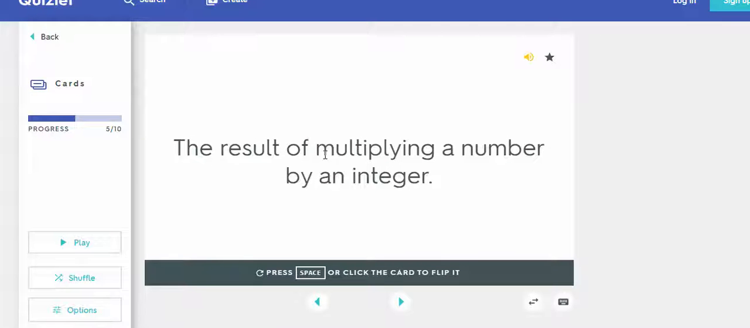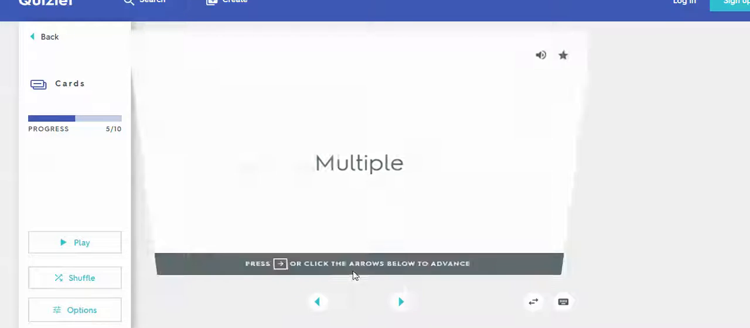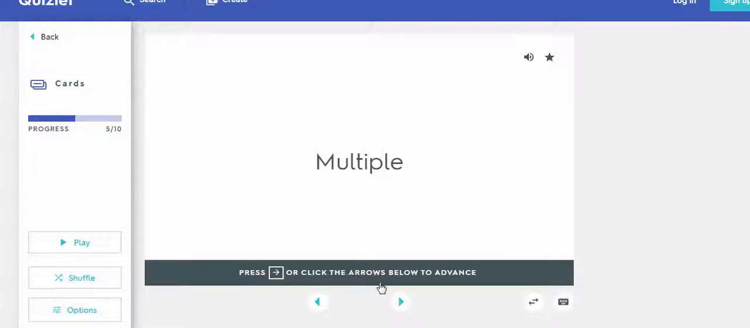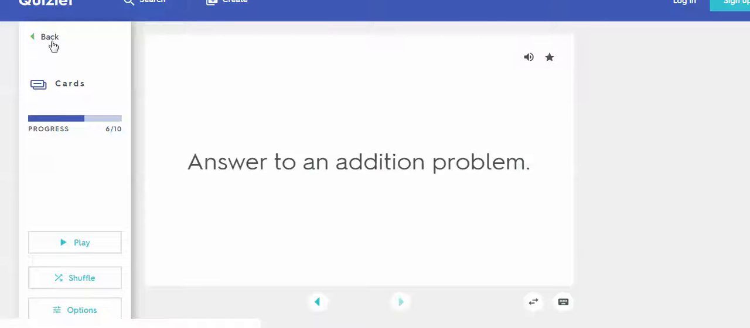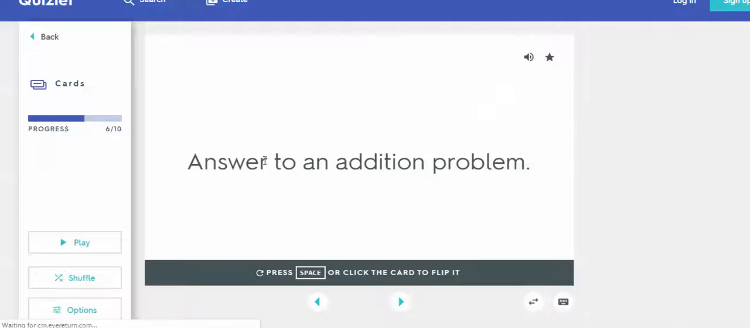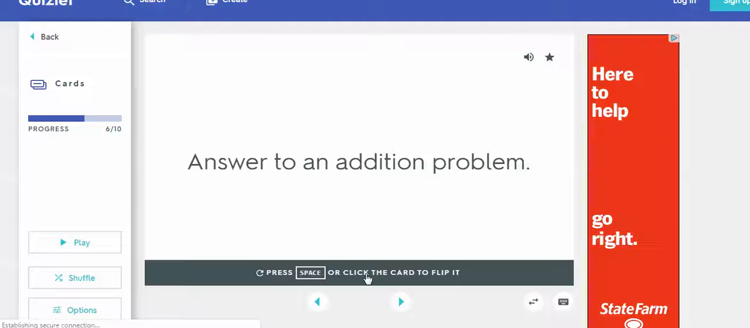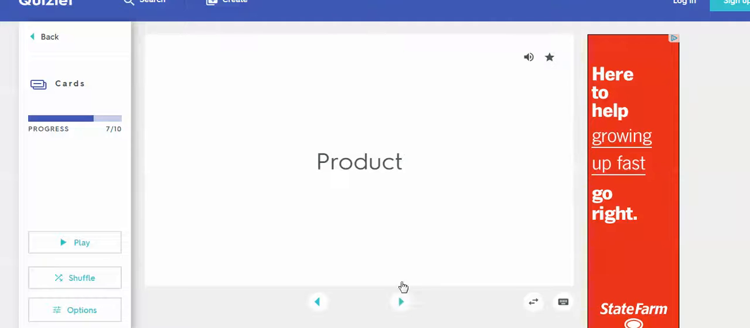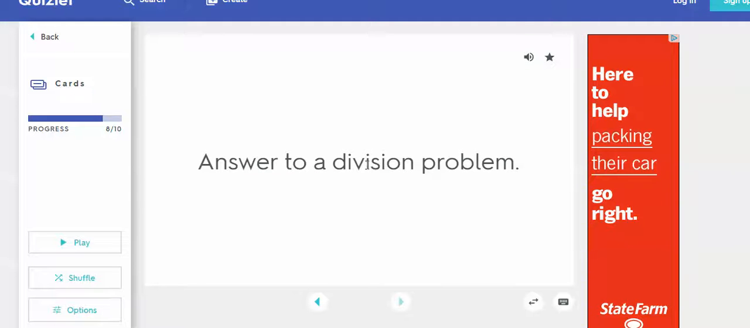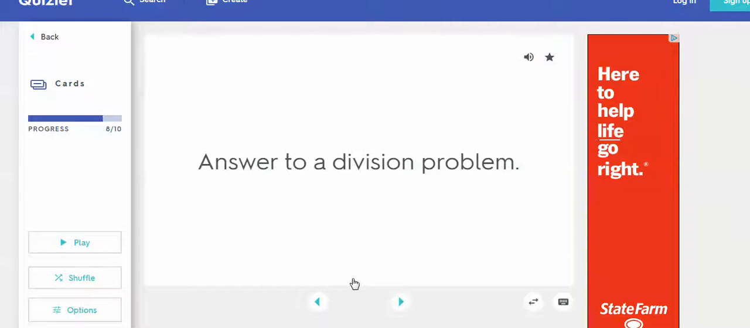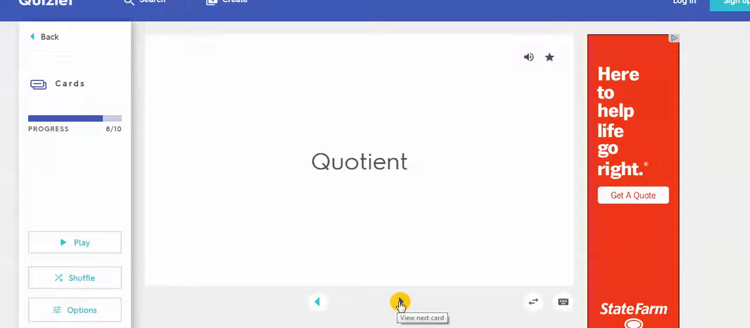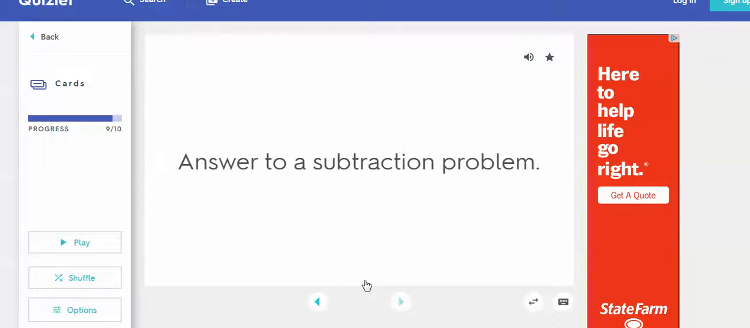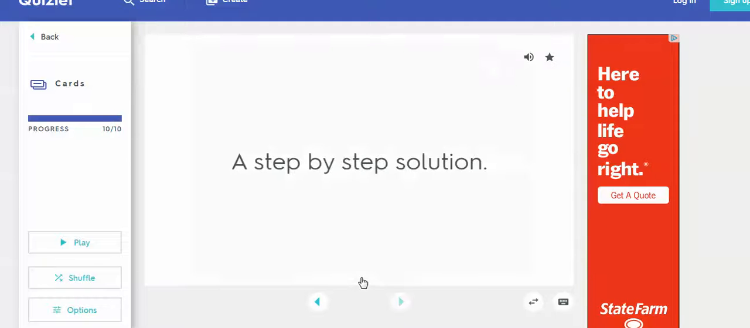The result of multiplying a number by an integer. Does anyone know what that is? That's a multiple. I got it. It's a multiple, all right? So that's one example. Let's go back to the beginning. So flashcards, again. All right, answer to an addition problem, everyone. Sum. Very good. So then you go to the next one. Answer to a multiplication problem is? You guys are good. All right, answer to a division problem. Quotient. The next one, answer to a subtraction problem. Difference. Very good.